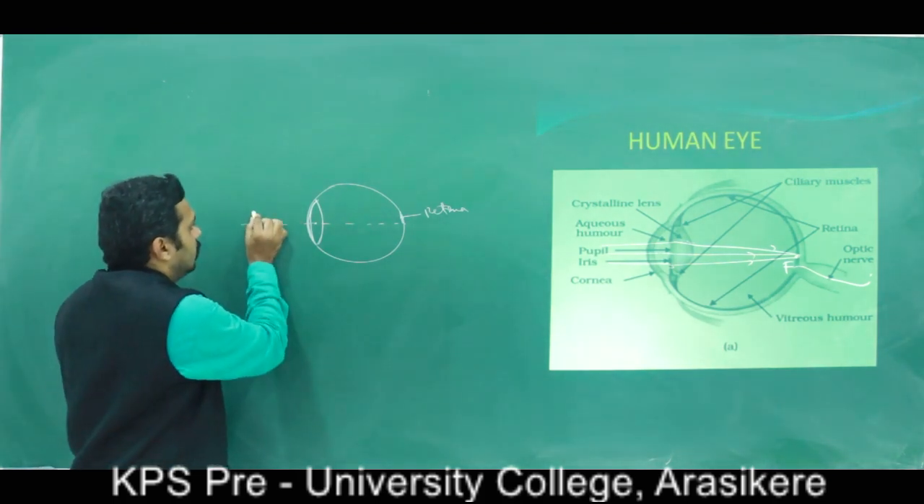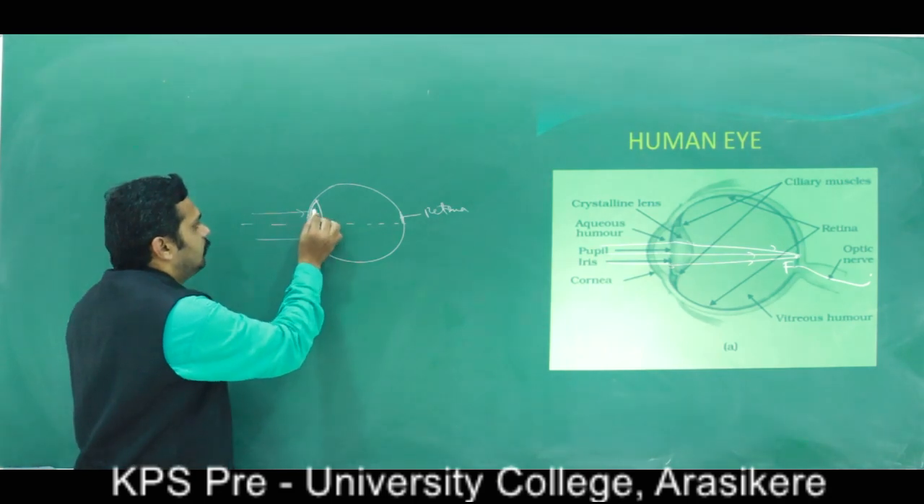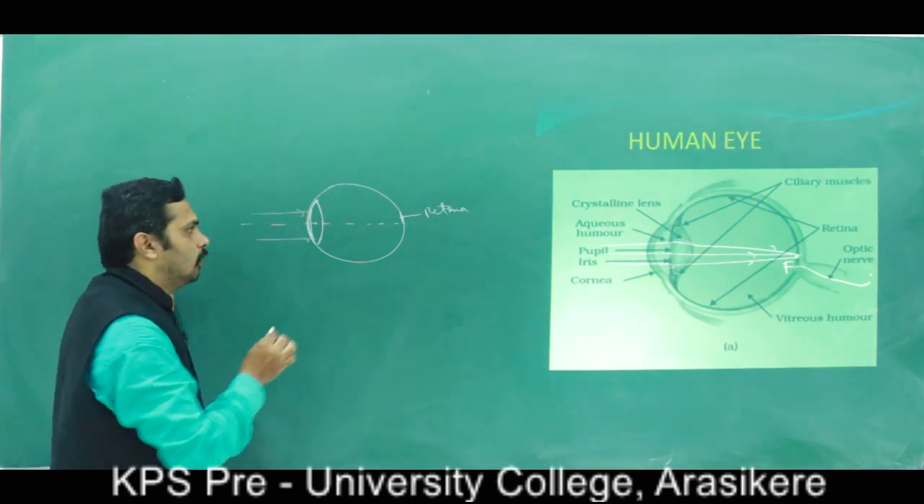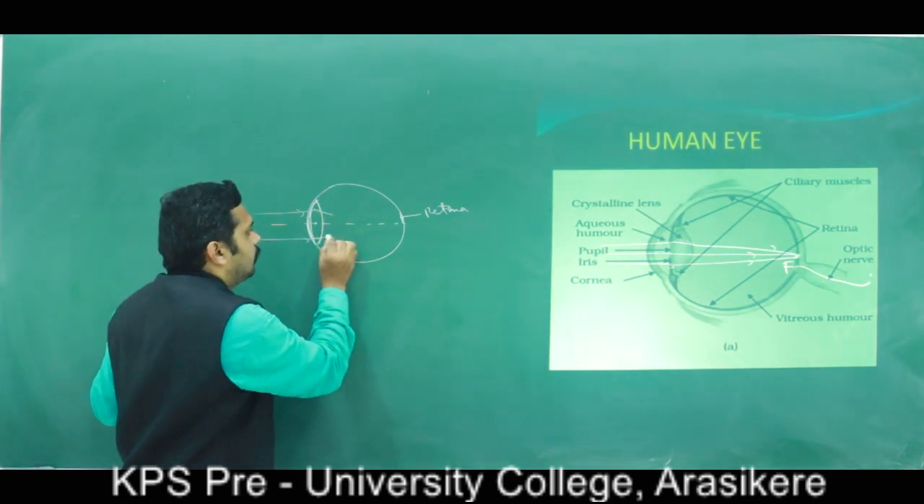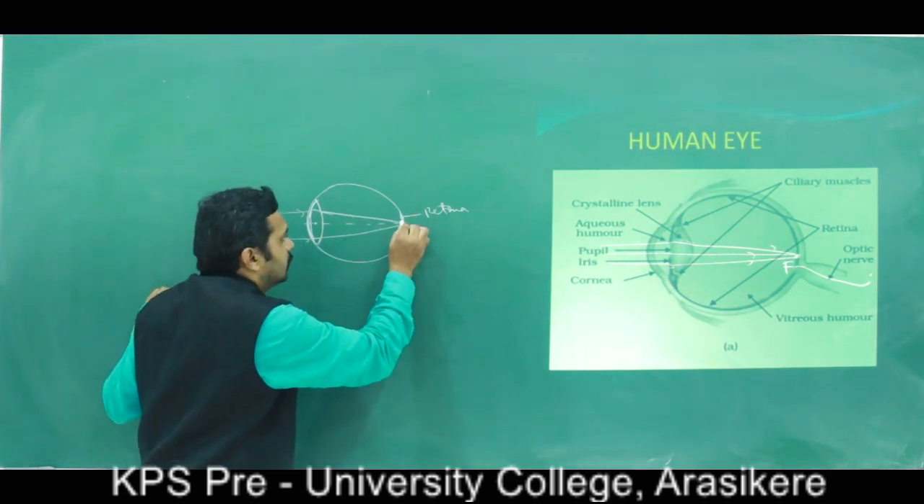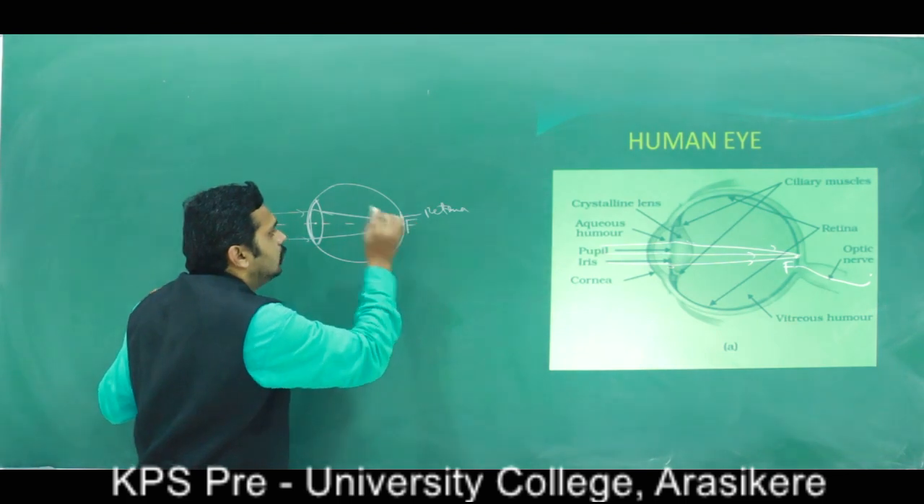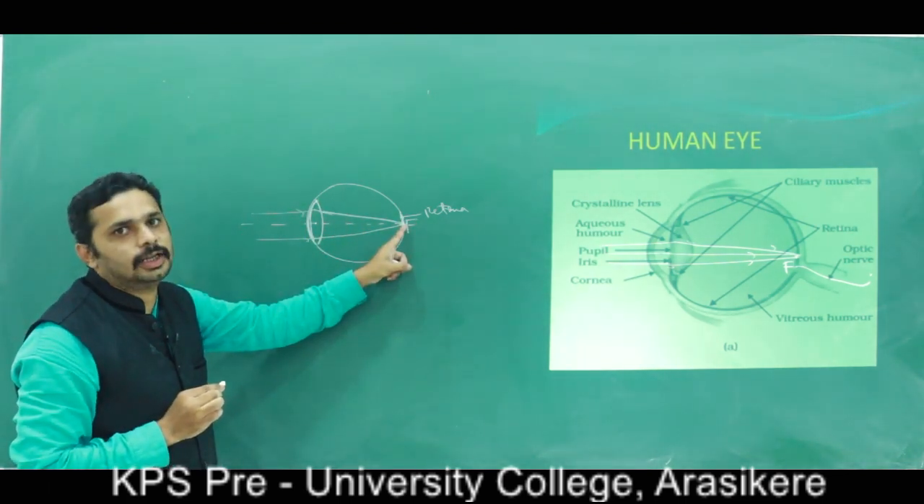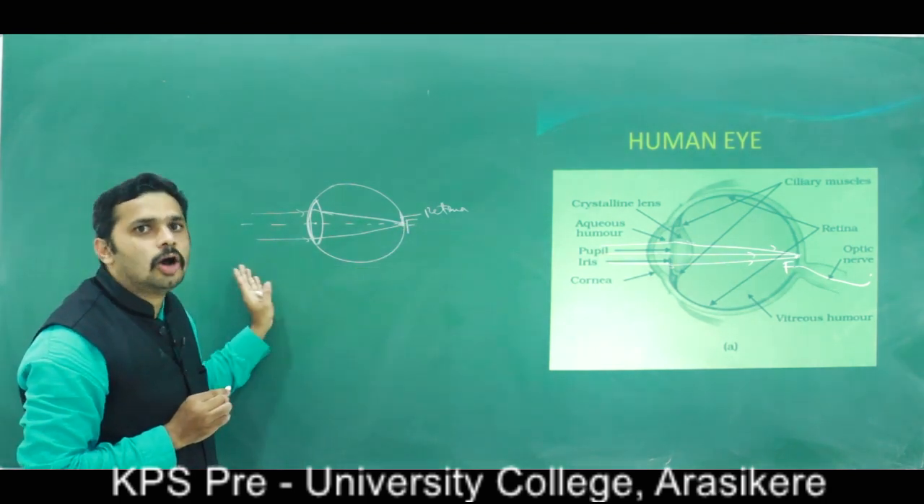The rays of light fall on the eye lens, or crystalline lens. It acts as a convex lens. We know refraction. After refraction, all the light rays must focus on the retina. Then only we get a sharp image and are able to see the object.